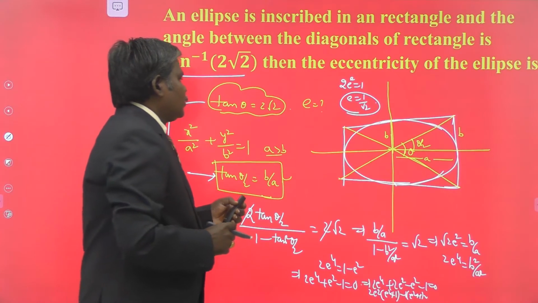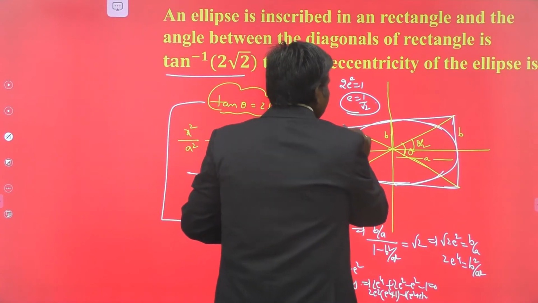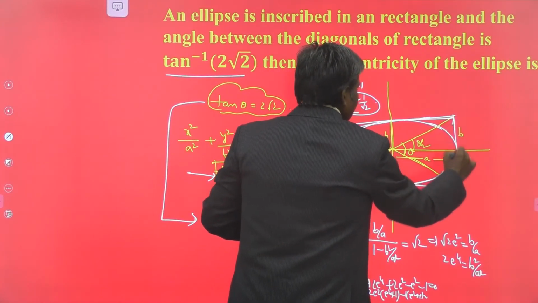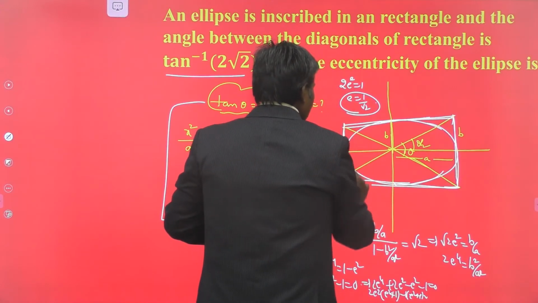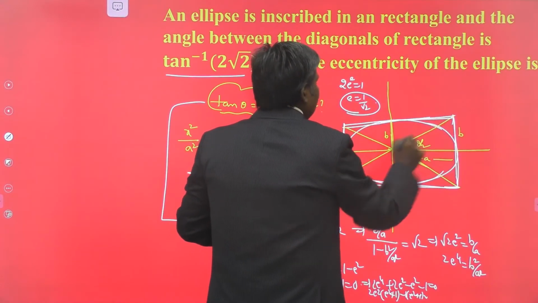Okay. So this is the rectangle which is inscribed. An ellipse is inscribed in this rectangle.